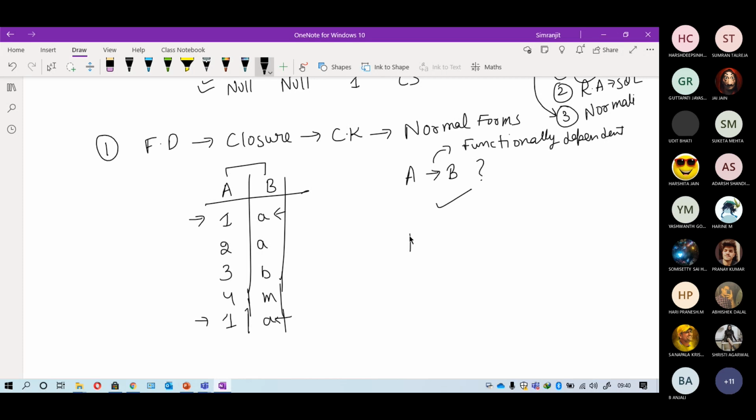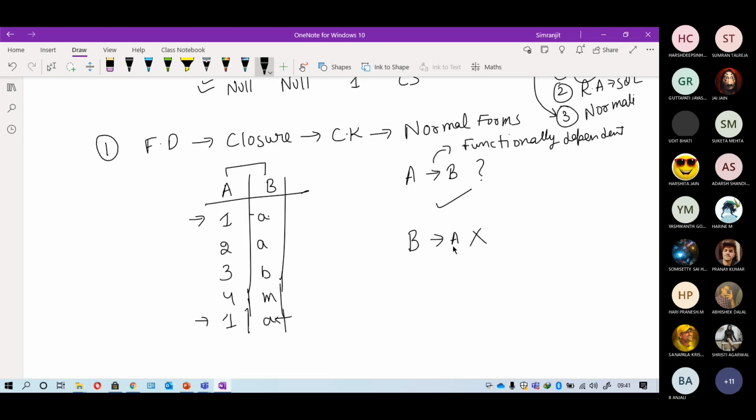Similarly, if I say is B functionally dependent upon A, so check A and A is repeated here. You're seeing here A and A is repeated here. So if the left hand side is repeated, the right hand side should also be repeated. A tends to 1 here. So again, if A is repeated, it has to tend to 1. But it is not tending to 1 here. A is tending to 2. So it means B is not functionally dependent upon A.